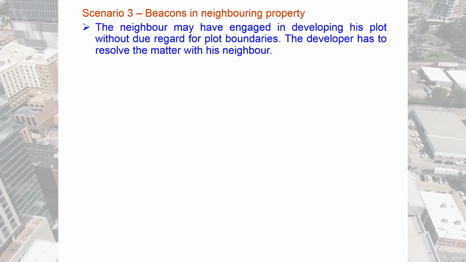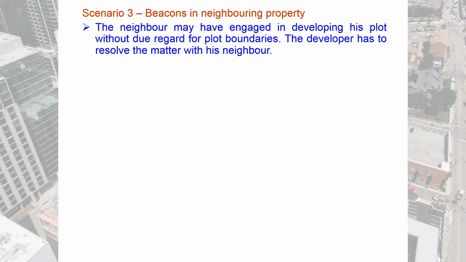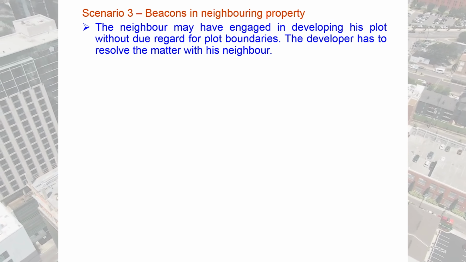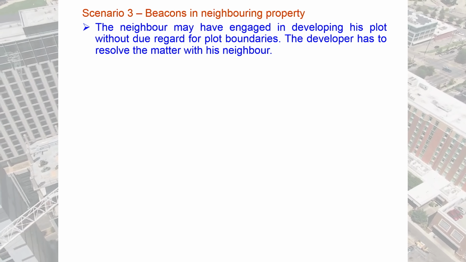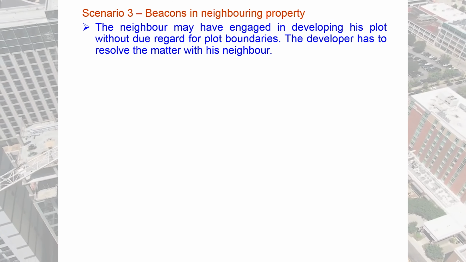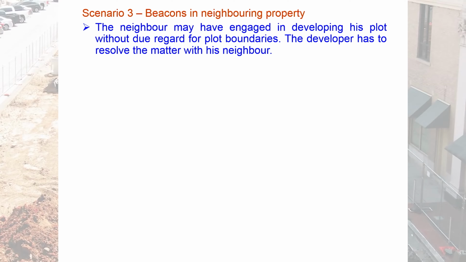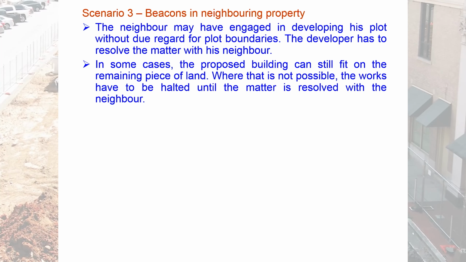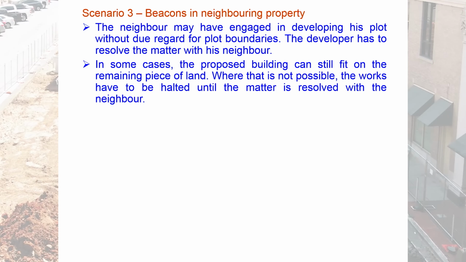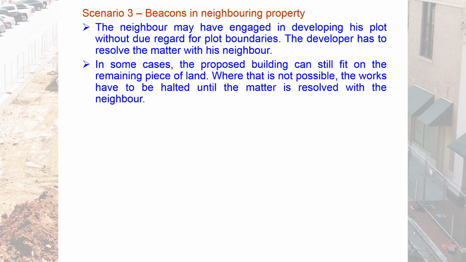Scenario 3: beacons are in the neighboring property. The neighbor may have engaged in developing his plot without due regard for plot boundaries. The developer has to resolve the matter with his neighbor. In some cases, the proposed building can still fit on the remaining piece of land. Where that is not possible, the works have to be halted until the matter is resolved with the neighbor.